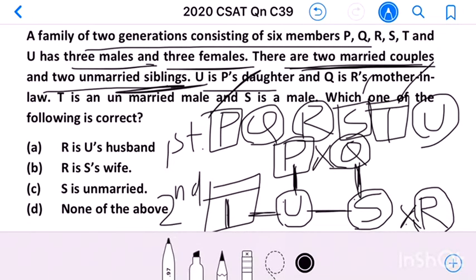R is U's husband. No. R is S's wife. Here S is a male member, so R is S's wife. That is true. S is unmarried. No. None of the above. So our answer is option B. R is S's wife.